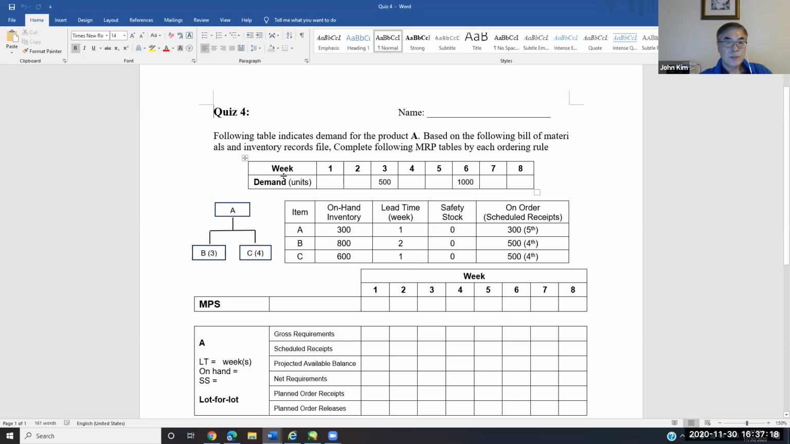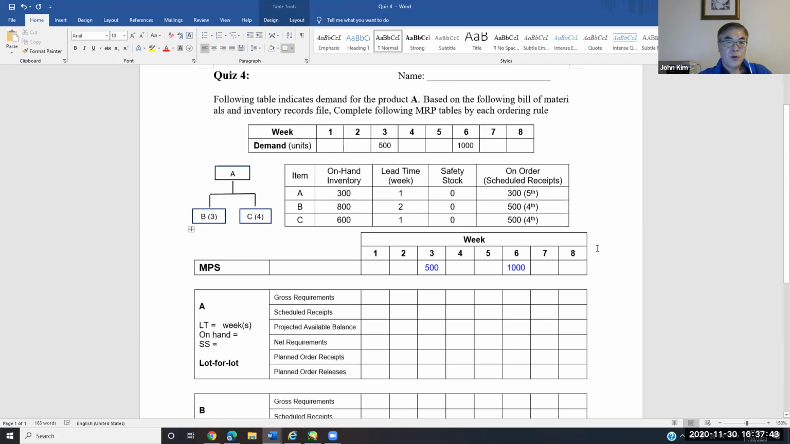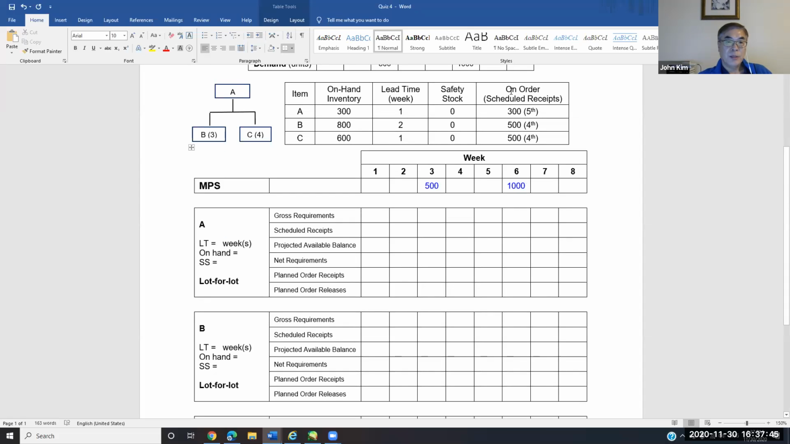So first, from this MPS, copy how many: week 3, 500, week 6, 1000. And then from the inventory file, fill in whatever is required.